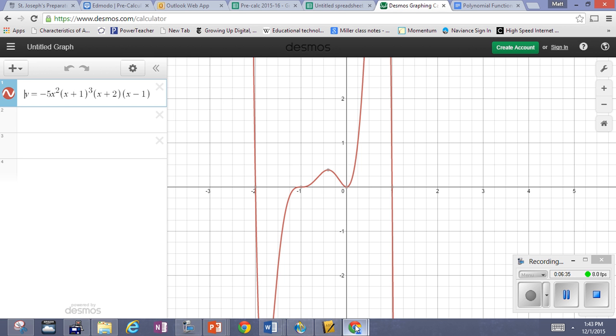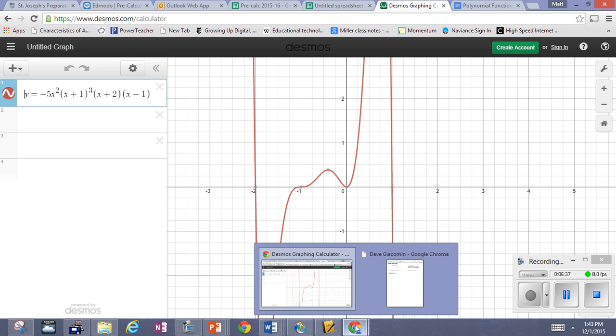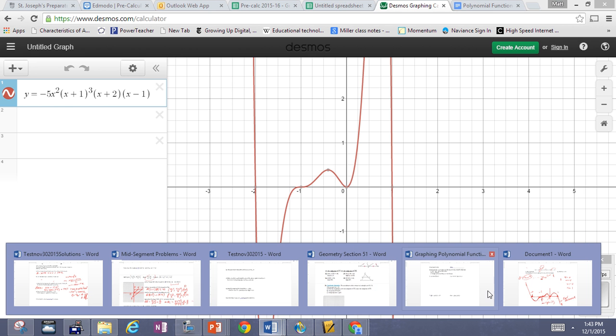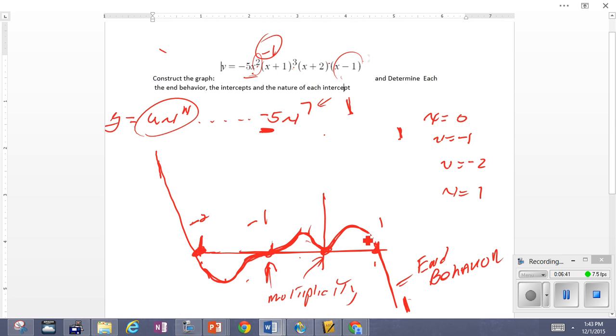And that's of course what we're going to ask you to do with these graphs here. So now we're going to again have it in factored form, find out the lead-off term, the intercepts, the nature of the intercepts, and the end behavior, and that should do it. There you go.